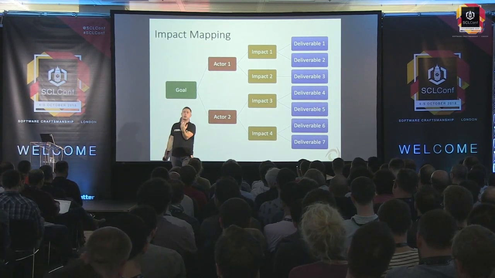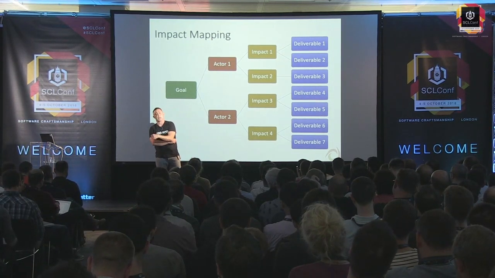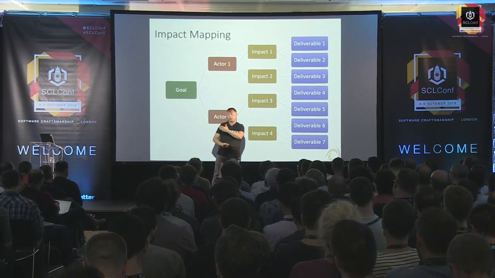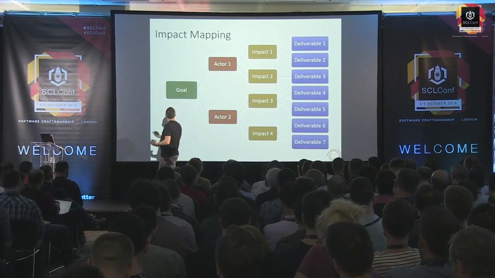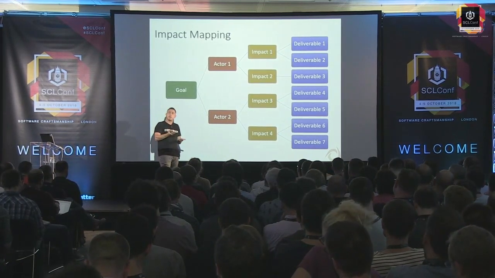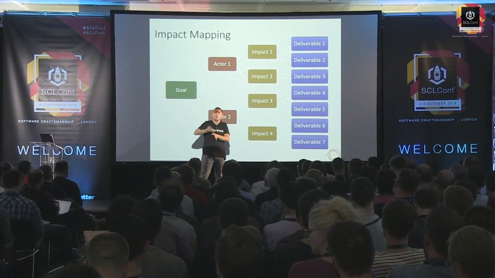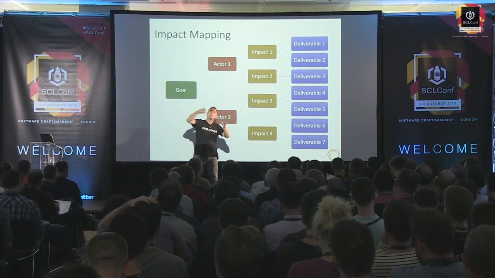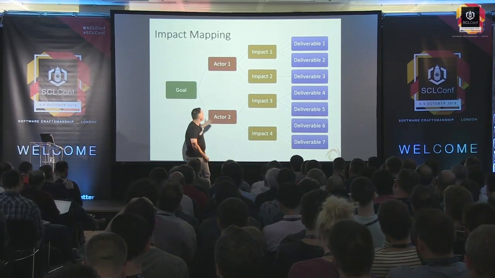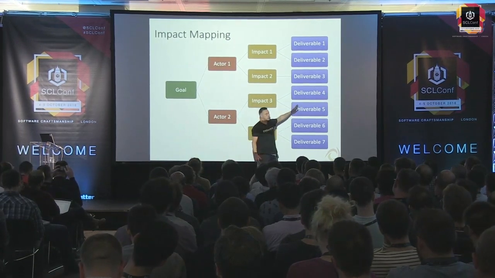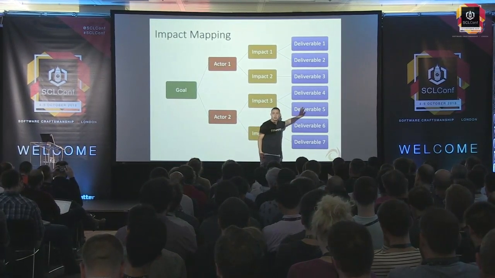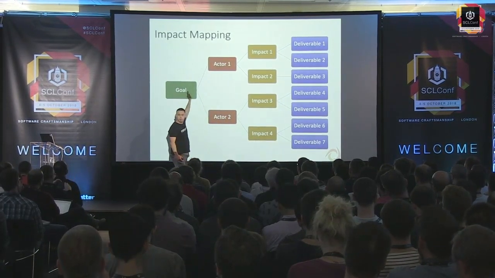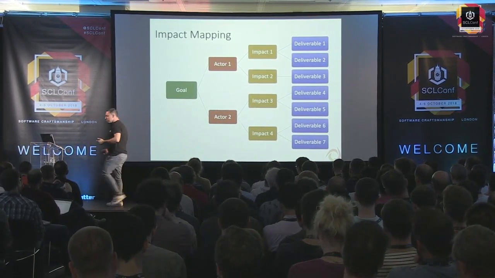Once they agree on the goal, the next level is: who could contribute to this goal or even impede us from achieving this goal? And then, what is the behavior? What is the impact that we want these people or companies to have that would enable that goal? And then, what do we actually need to do technically to enable that behavior for these actors to enable the goal? So this is a very cool technique.